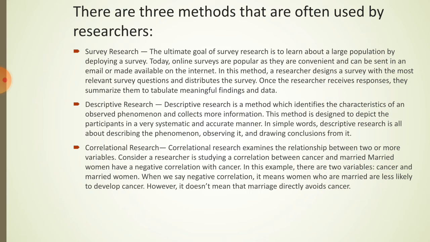Correlational research. Correlational research examines the relationship between two or more variables. Consider a researcher is studying a correlation between cancer and married women, and finds that married women have a negative correlation with cancer. In this example, there are two variables, cancer and married women. When we say negative correlation, it means women who are married are less likely to develop cancer. However, it doesn't mean that marriage directly avoids cancer.